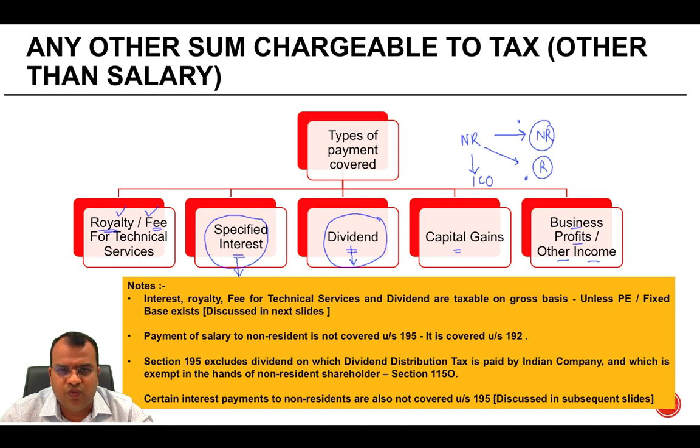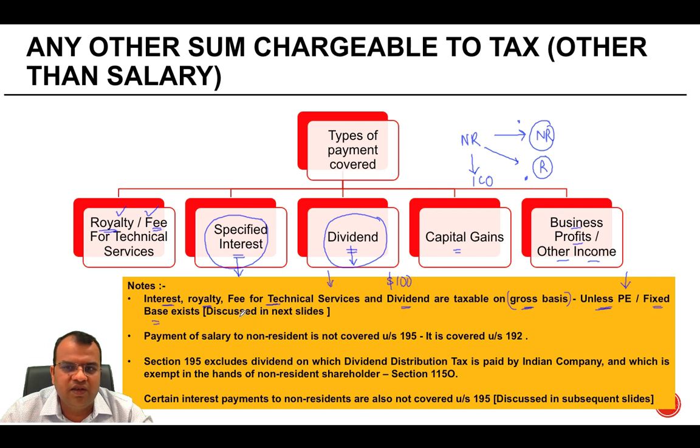Now, some of the points which we need to note here and which we are going to discuss in the next slides also is that payments in the nature of interest, royalty, fee for technical services and dividend are taxable on gross basis. Gross basis means that whatever is the payment for such services. So let's say if you pay someone $100 for fee for technical services, the TDS has to be withheld on this 100. But the situation might be different if the recipient has a permanent establishment, a PE, or a fixed base in India, right?